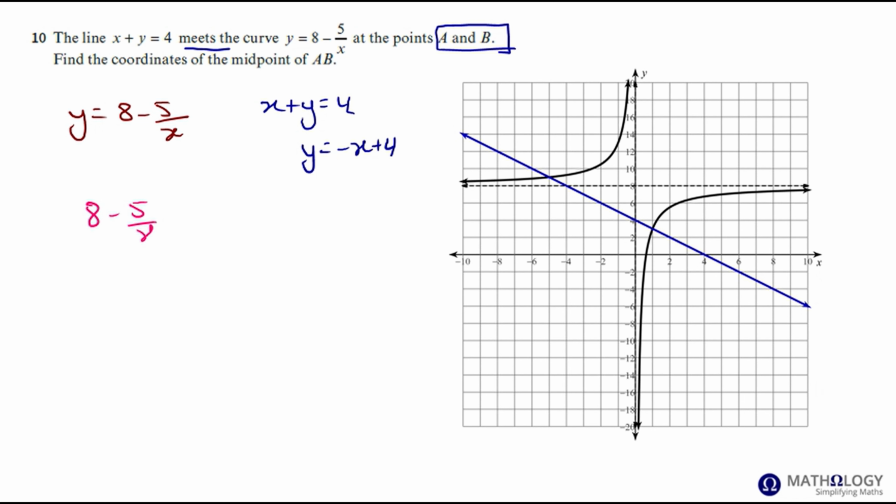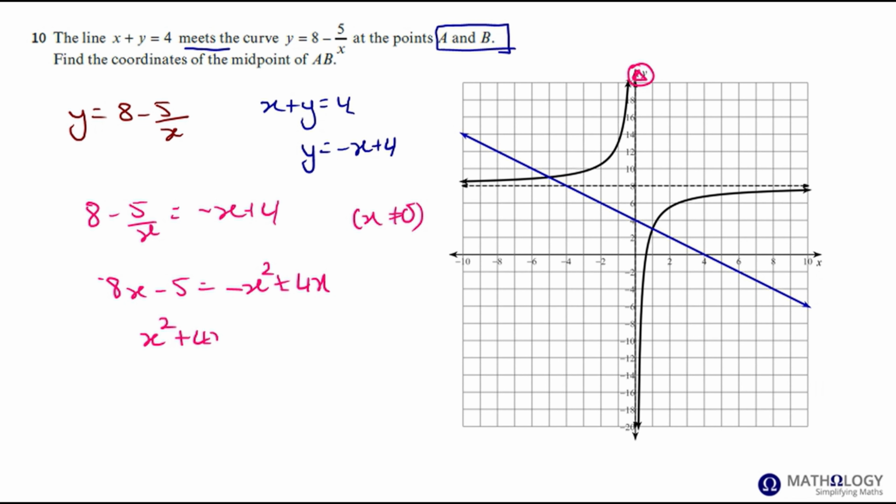So 8 minus 5 over x equals minus x plus 4. Multiply through by x. Obviously, x cannot be 0, as indicated by the asymptote, the y-axis. So 8x minus 5 equals minus x squared plus 4x. X squared plus 4x minus 5 equals 0. It'll factorize as x minus 1 times x plus 5, so x equals 1, or x equals minus 5.